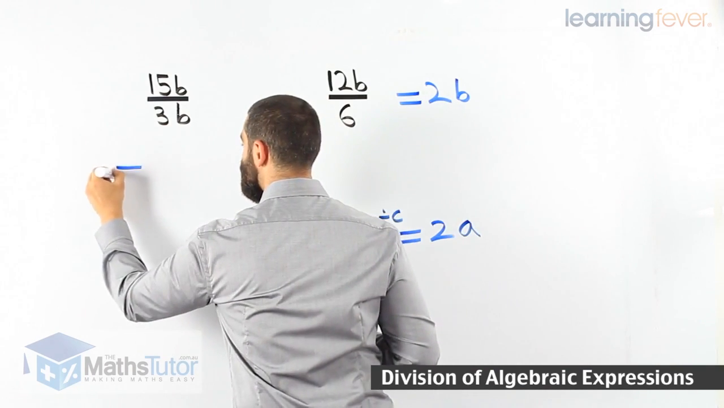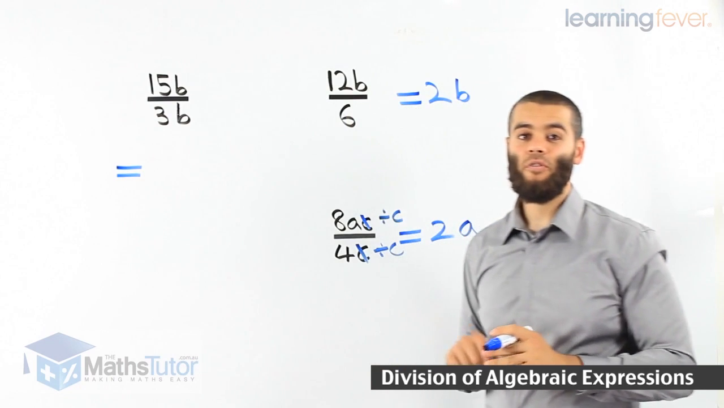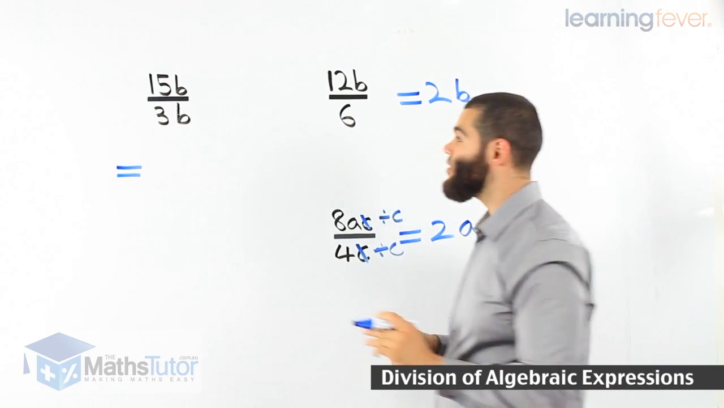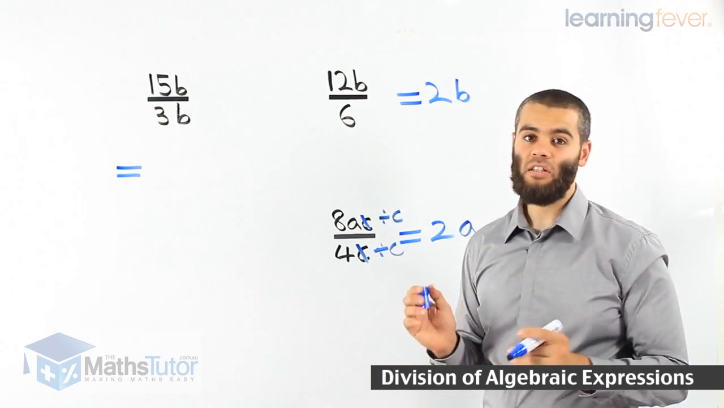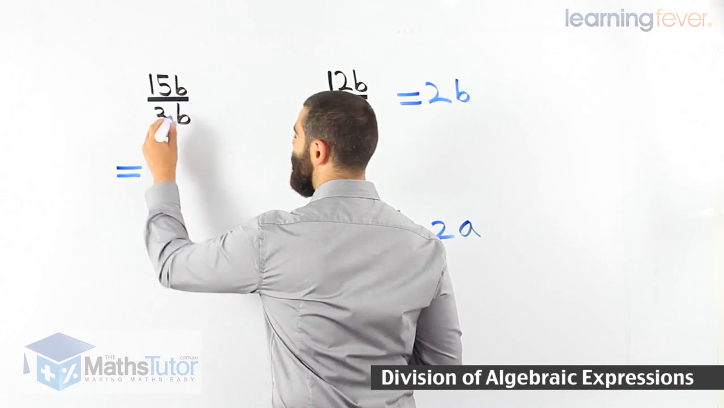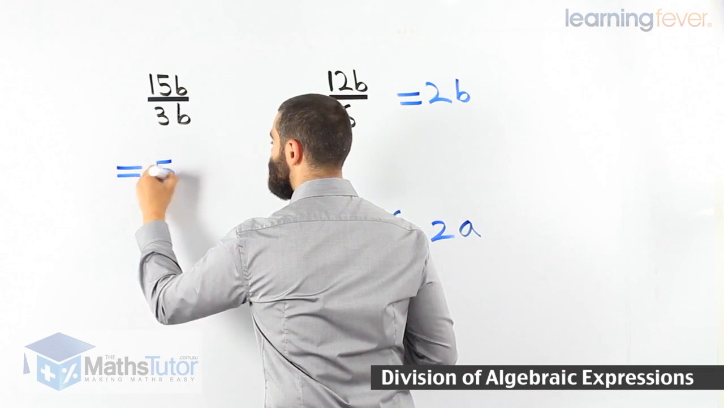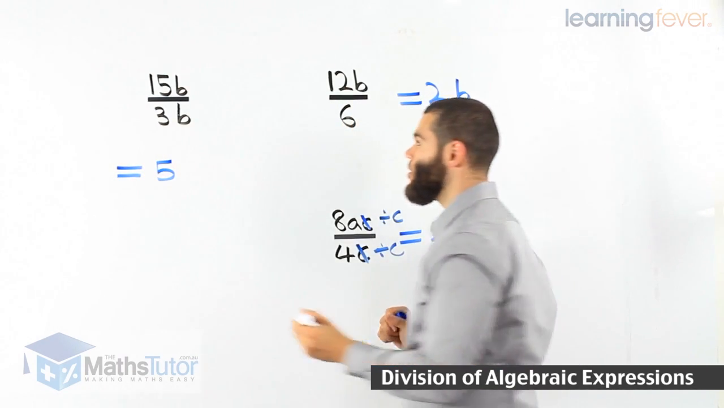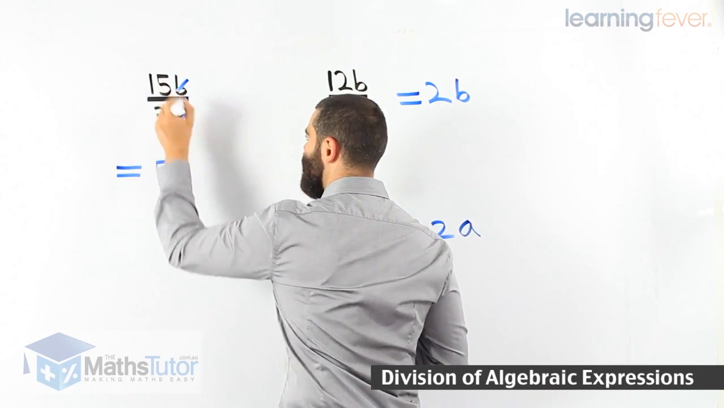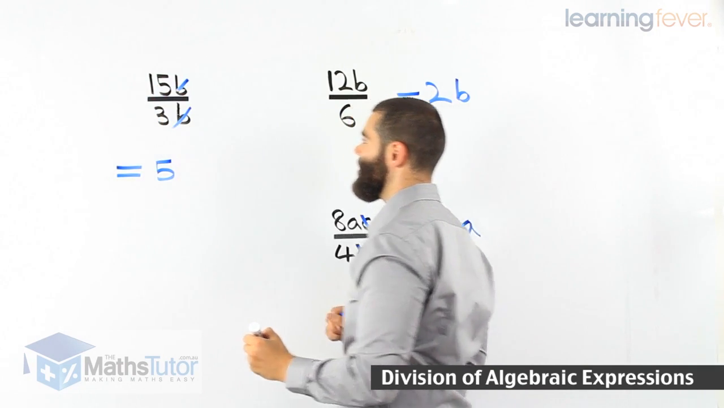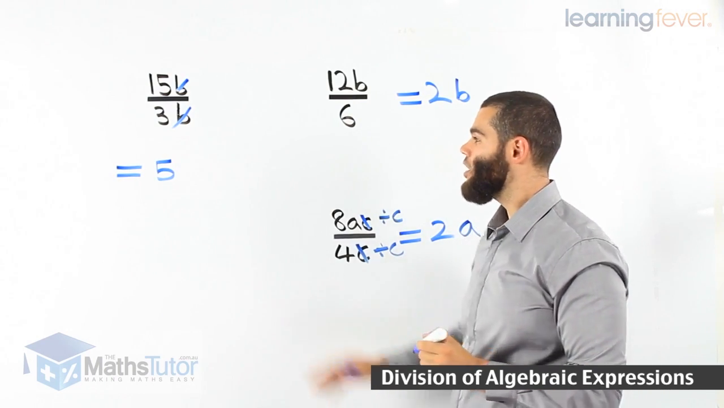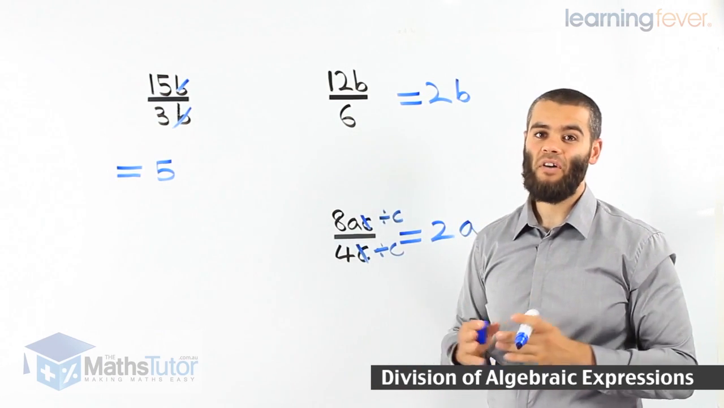15b divided by 3b. Okay, we do the numerals first. 15 divided by 3 is 5. And we have a b on top and a b on the bottom. They cancel each other out. Bye-bye, see you later. 15 divided by 3 is 5 and the b's go. Our answer is simply 5.